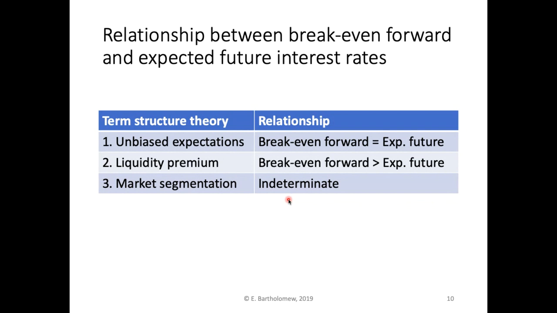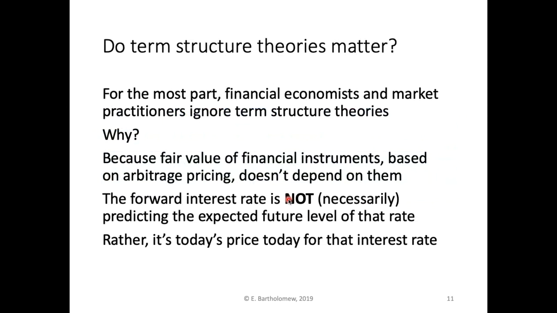And then finally, there's a theory called market segmentation, which doesn't have a fixed relationship like we have here, but essentially says that each of these markets operate somewhat in isolation and reflect the supply and demand in those parts of the curve. Now, as I mentioned, there's more detail about this in the appendix and what evidence there is supporting the various theories. But for the most part, I would note that financial economists and market practitioners really don't spend a lot of time on these term structure theories.